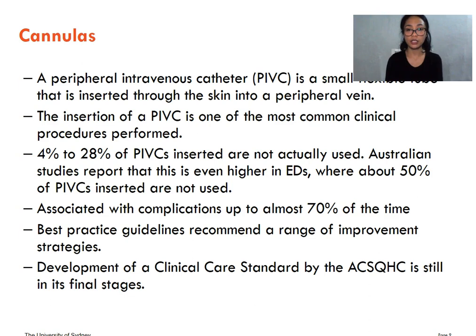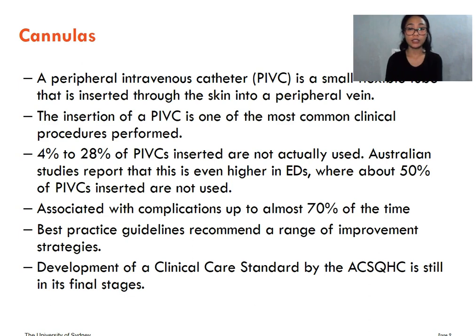But just so that we can introduce it now, a peripheral intravenous catheter, or PIVC, or cannula, is a small flexible tube that's inserted through the skin and into a peripheral vein. And this is going to allow for the administration of a range of therapies such as medications and fluids directly into the bloodstream, which otherwise can't be given or might be less effective if given by other ways such as through the mouth. So the insertion of a cannula is one of the most common clinical procedures performed, with up to 70% of hospitalized patients requiring a cannula at some point during their hospital stay.